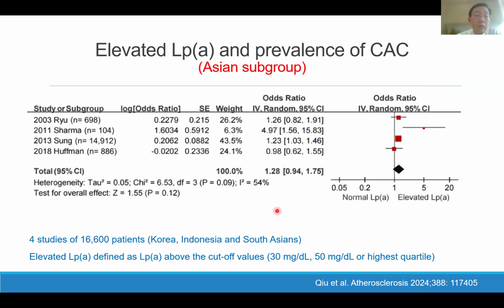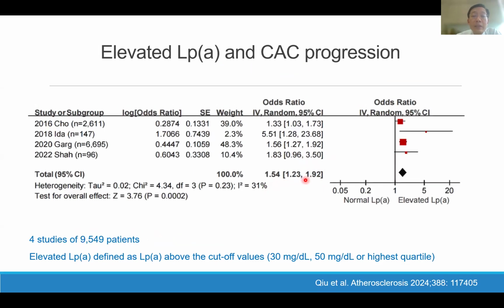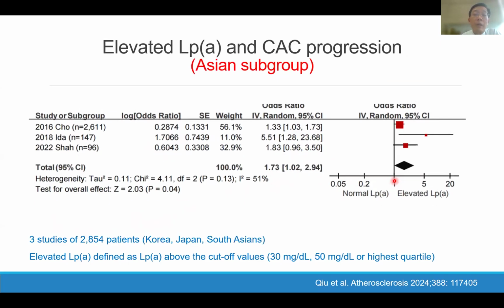If we focus on the Asian subgroup, there are 4 studies, mainly from Korea, Indonesia, and South Asia. Again, you can see the hazard ratio is 1.28, similar to the overall cohort. But again, because of the lower number of subjects, it did not reach statistical significance. That's CAC prevalence. How about the CAC progression? There are 4 studies of 9,000 patients, which show that when you have elevated Lp(a), you have a higher odds ratio of CAC progression, and that remains significant. For just the Asian populations, mainly from Korea, Japan, and South Asian countries, it was high, but did not reach statistical significance, probably due to a lower number of subjects.